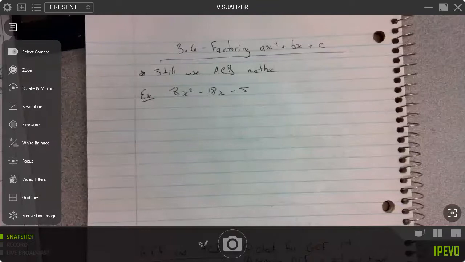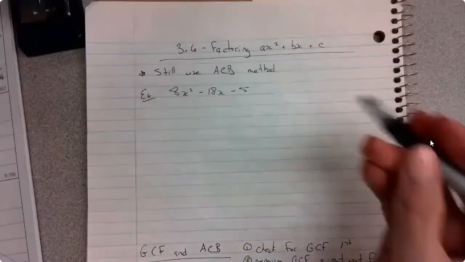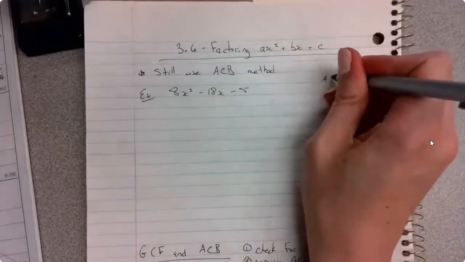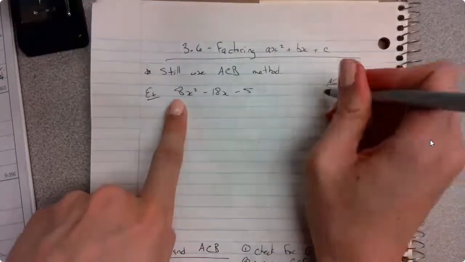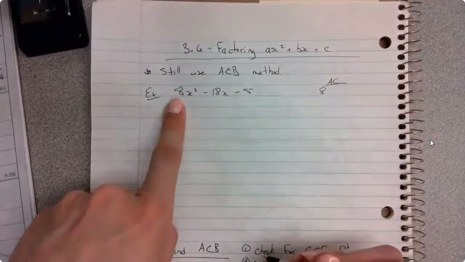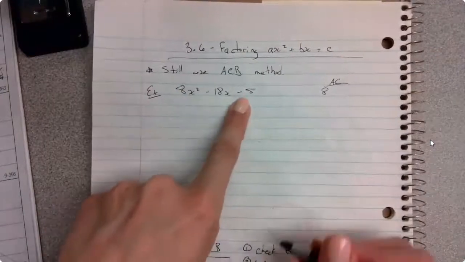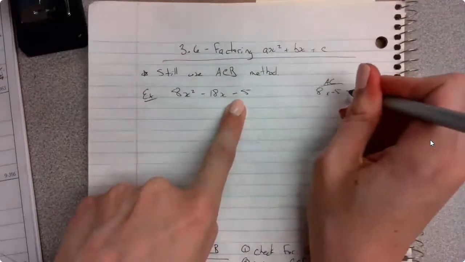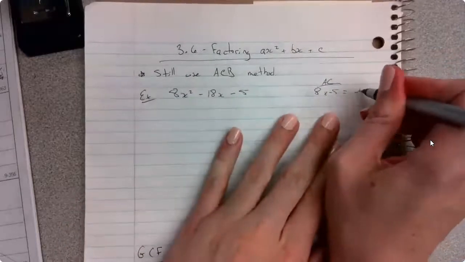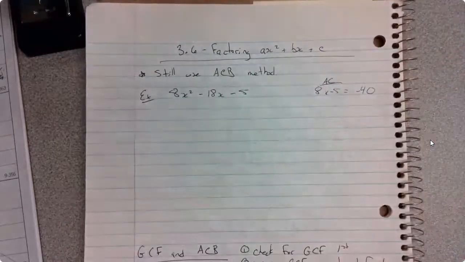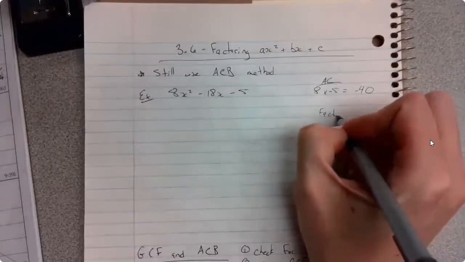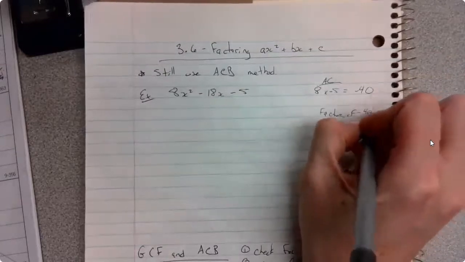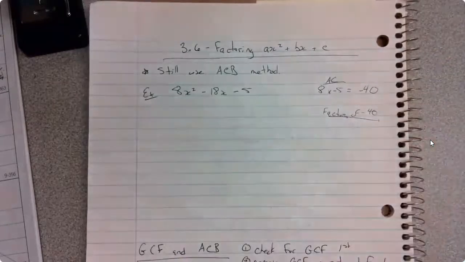So then we just go into our normal ACB method. Step 1 is, of course, A times C. So that's our 8, our coefficient in front of our x squared, times our constant, which is negative 5. So that is negative 40. Step 2 is to find our factors of negative 40, so the different numbers that multiply to give us negative 40.